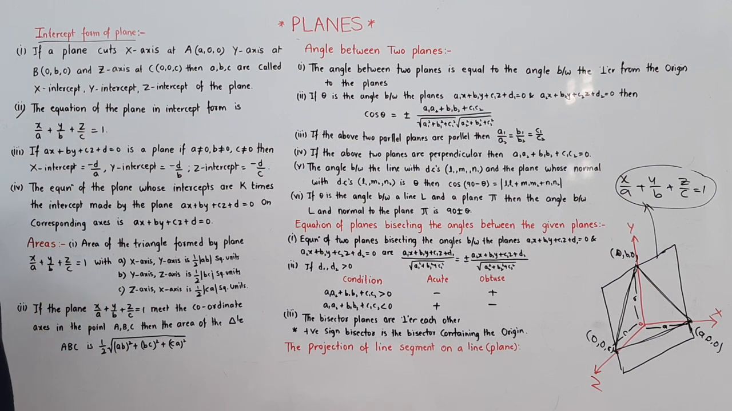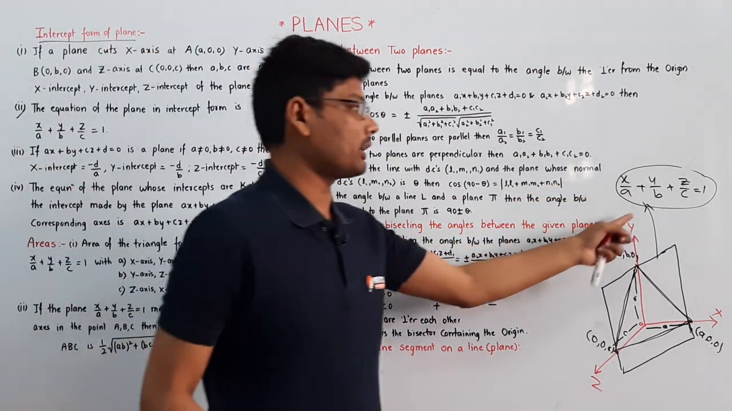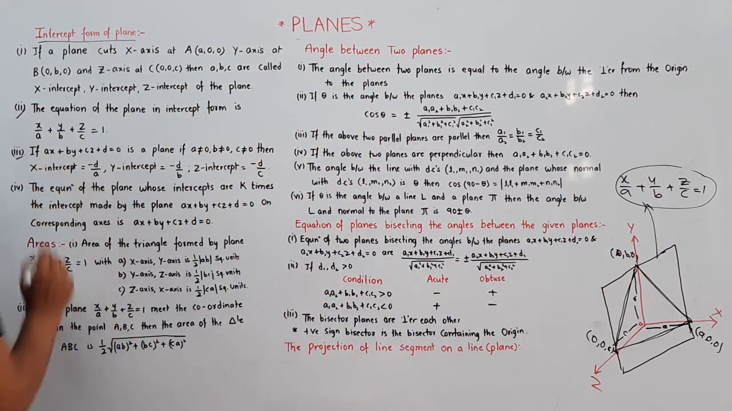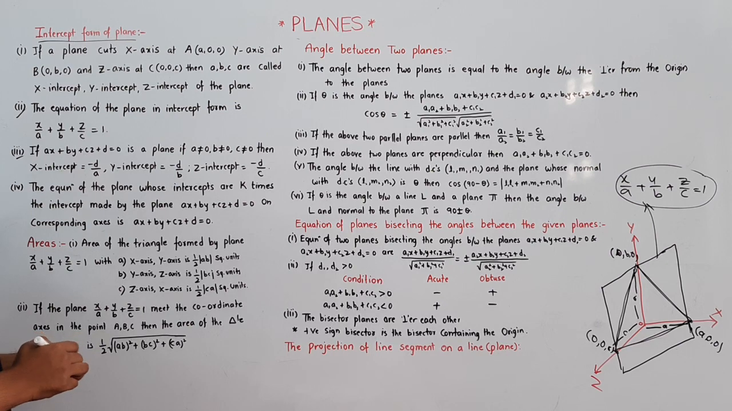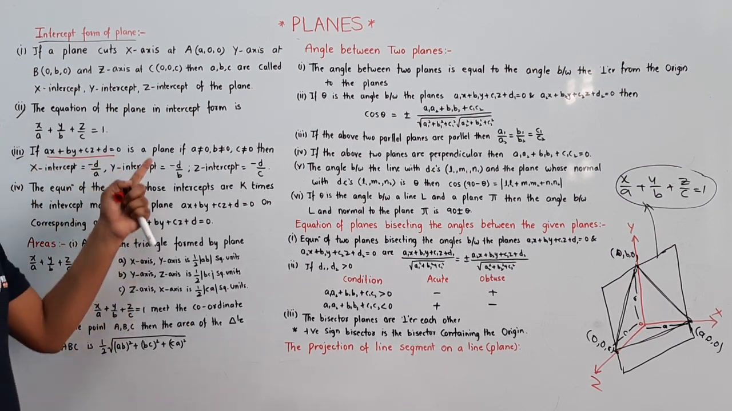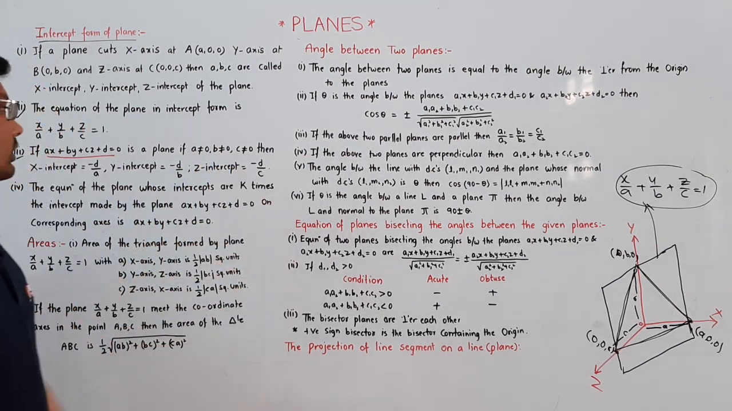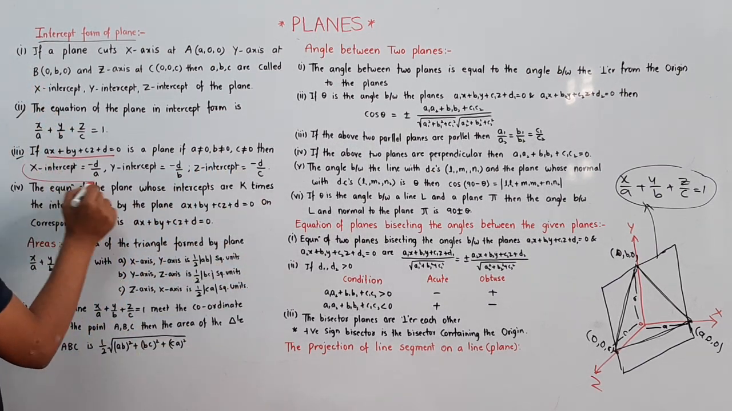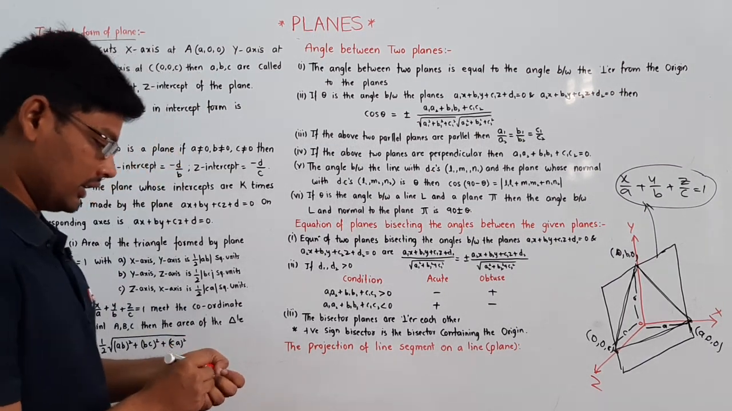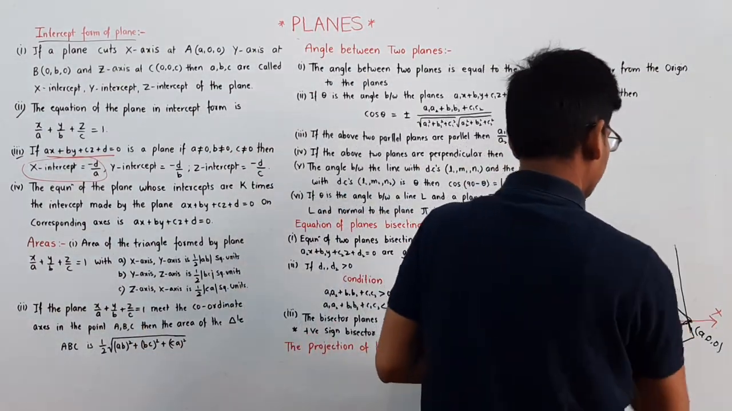The second point about the equation of the intercept form of a plane is again x by a plus y by b plus z by c is equal to 1. Now the third point: if a plane is ax plus by plus cz is equal to 0, with a not equal to 0, b not equal to 0 and c not equal to 0, then the intercept of x is minus d by a.